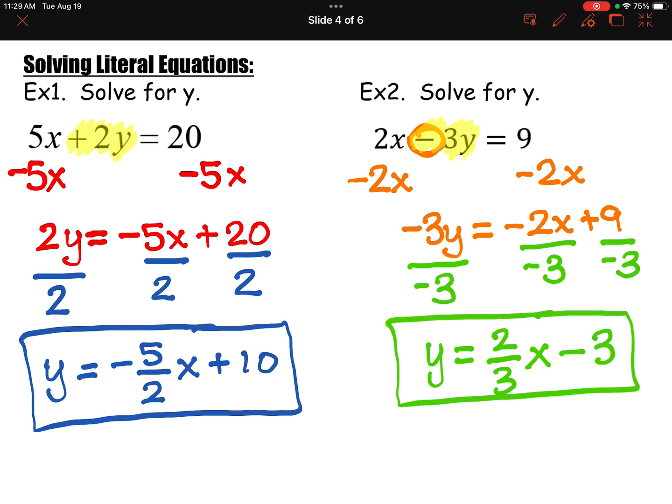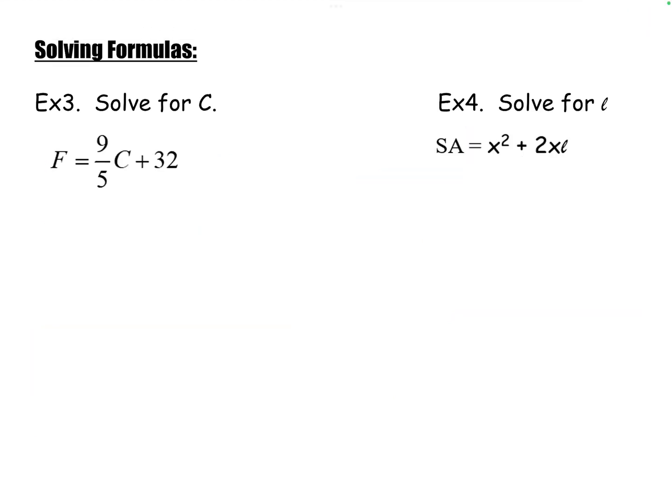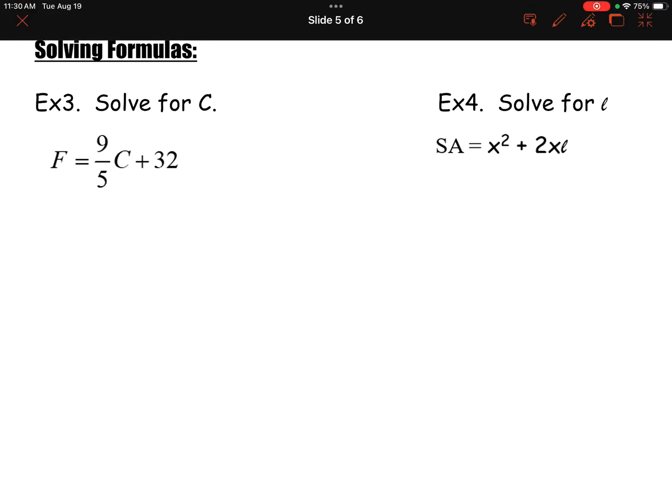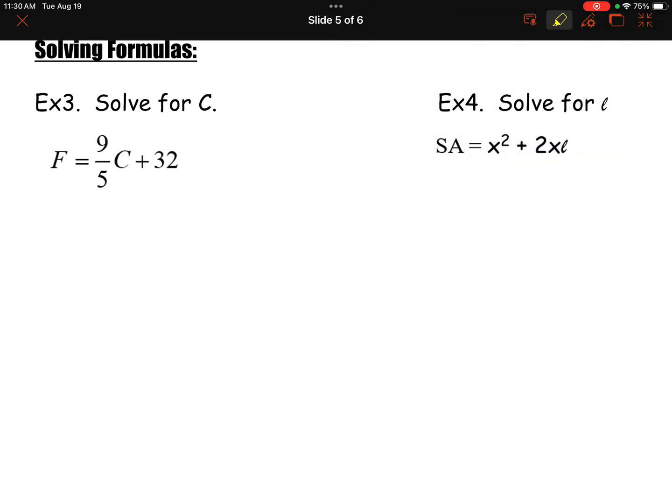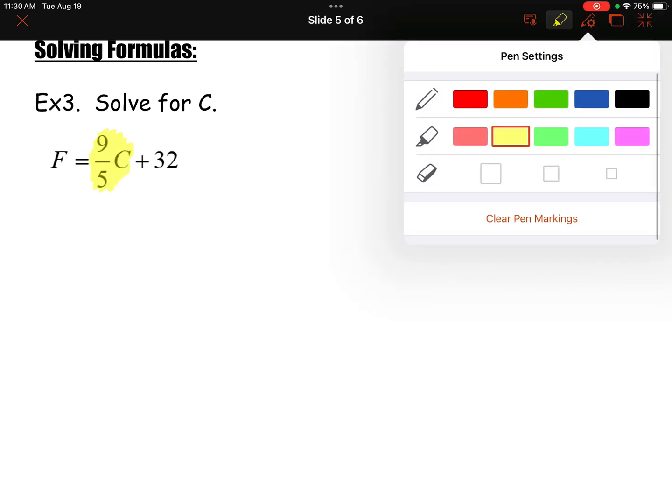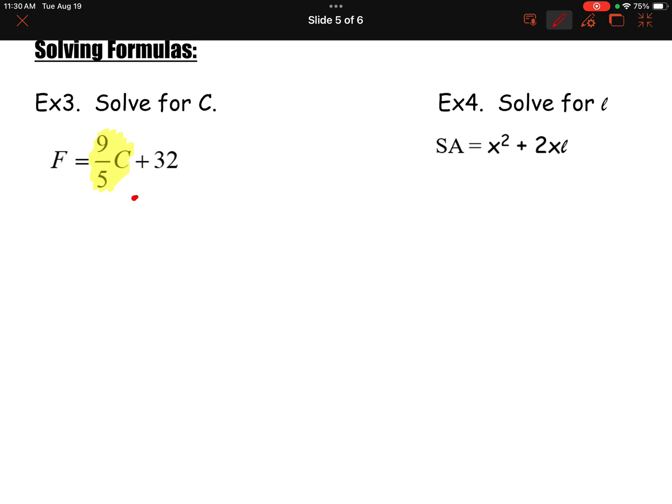All right, now we're going to look at some specific formulas. So the first formula is one you'll see in your science class. It's all about how to go from degrees Celsius to degrees Fahrenheit. So again, I am going to highlight what I'm trying to isolate. And then the first thing I'm going to do is I'm going to say, okay, let's subtract the 32.